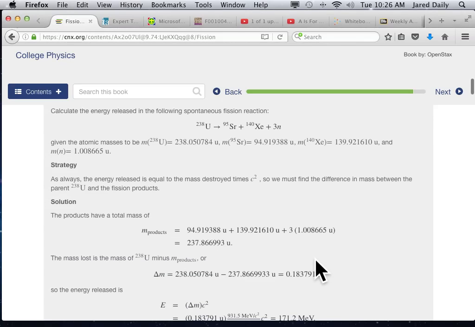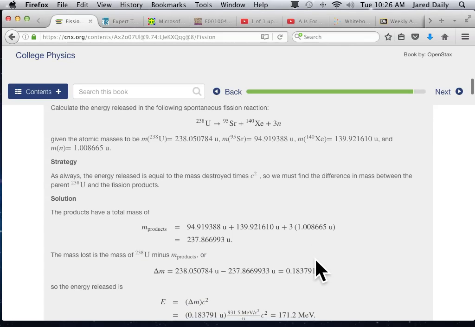But in fact, this reaction and the 235 reaction create enough energy so that uranium that is mined from the ground is actually warm to the touch because of the energy that it's creating from its fission reactions. So there's fission going on all the time in uranium, and you can actually feel the result of that fission by touching the uranium.